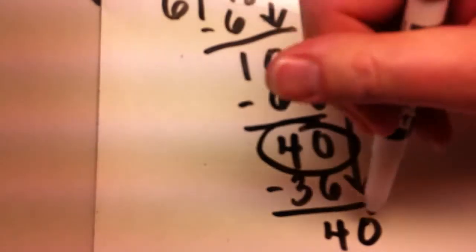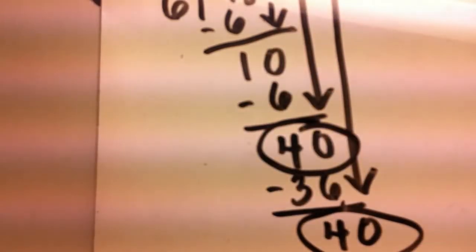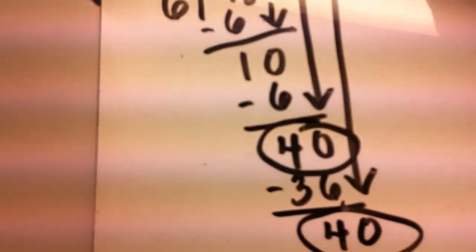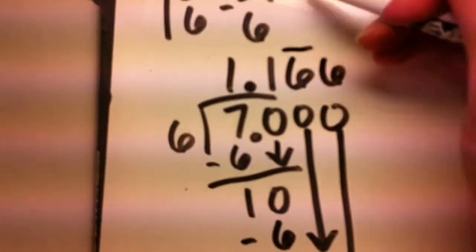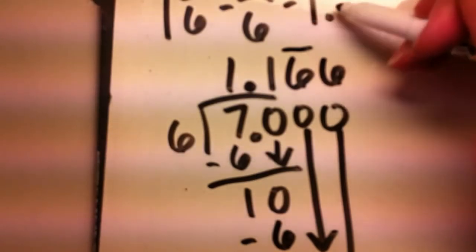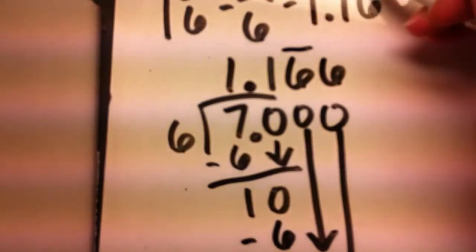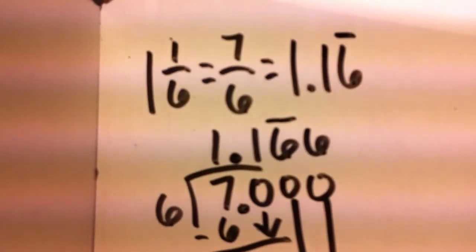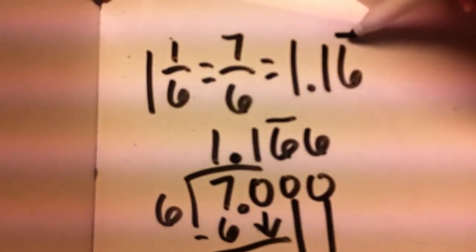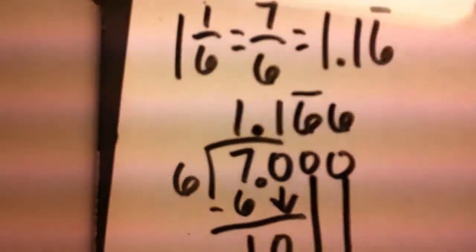40. Now I'm repeating because you can see twice I've had to figure out how many times 6 goes into 40. That tells me that this is repeating, just the 6. So 1 and 1/6 is going to be equivalent to 1 and 16/100ths with the 6 repeating, or 1.6 repeating. Again, the bar just goes over the part that's repeating.